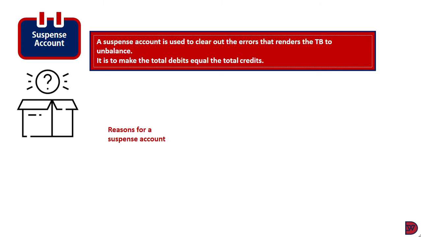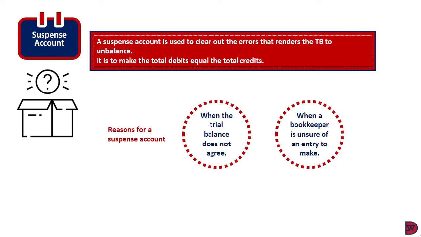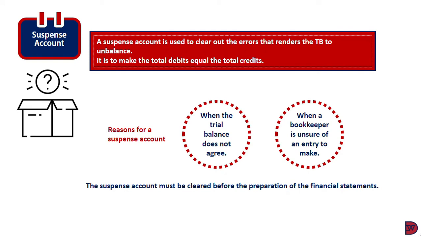So there are 2 main reasons why a suspense account may be employed. 1, when the debit does not equal the credit of the trial balance, meaning when there's a difference in the trial balance. 2, when an accountant or a bookkeeper is unsure of the account to post one entry of a transaction. So he or she may enter it into the suspense account and it will be left there until an appropriate determination. The suspense account must be cleared or zeroed before the preparation of the financial statements may proceed.